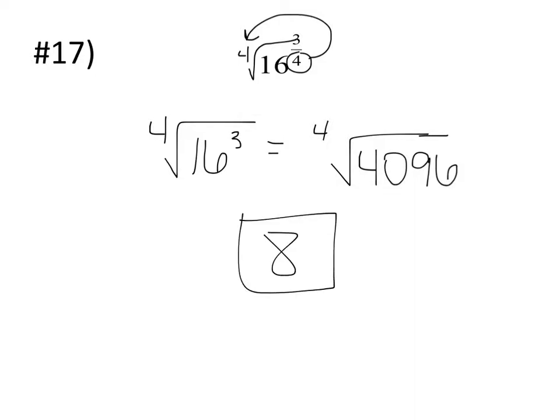And the only way I figured that out is I just guessed numbers in my calculator and multiplied them times each other 4 times until I got 4,096. Took me about 3 guesses.